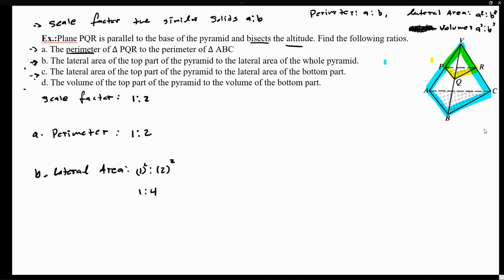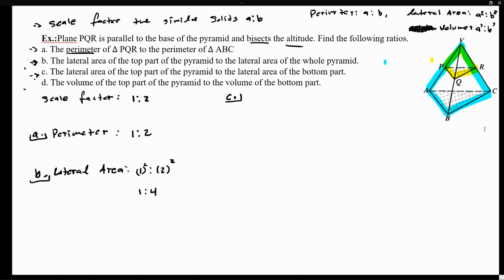So now for C, let's take a look at C over here. That takes care of A. That takes care of B. So now for C, it says we want to find the lateral area of the top part of the pyramid to the lateral area of the bottom part.